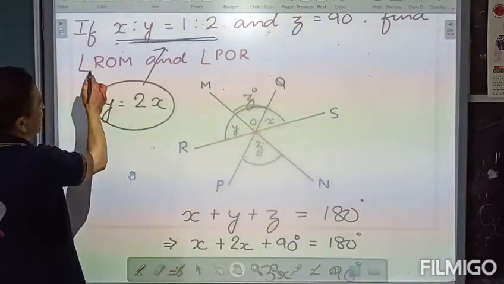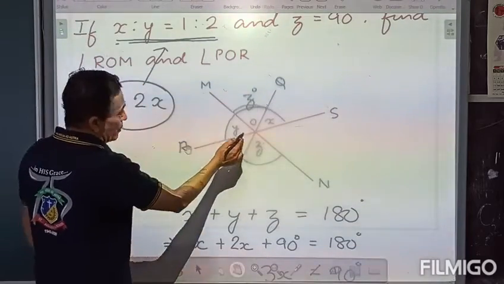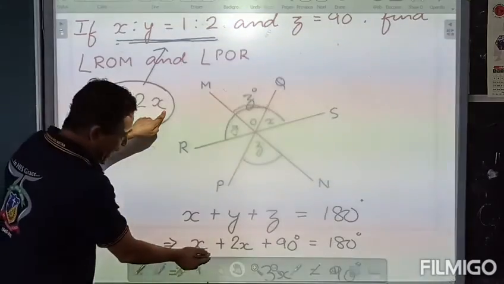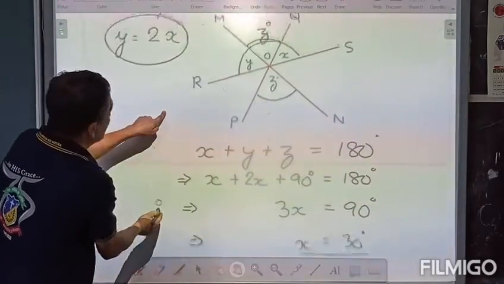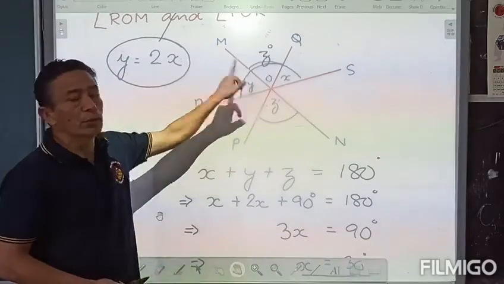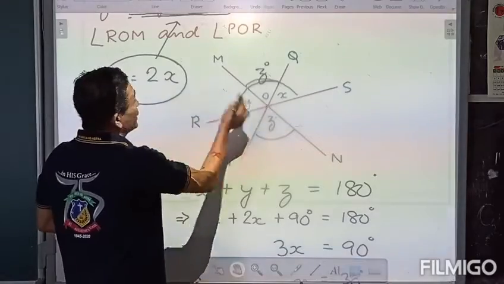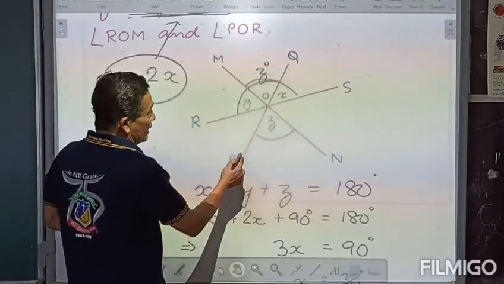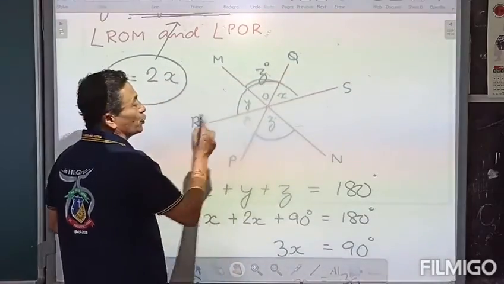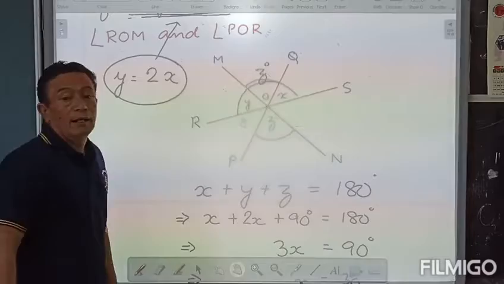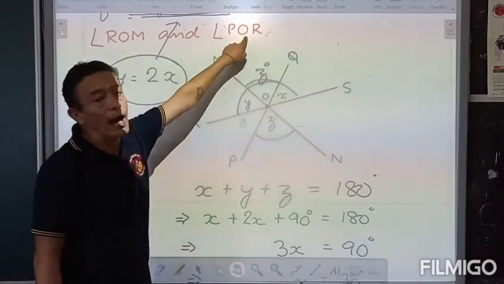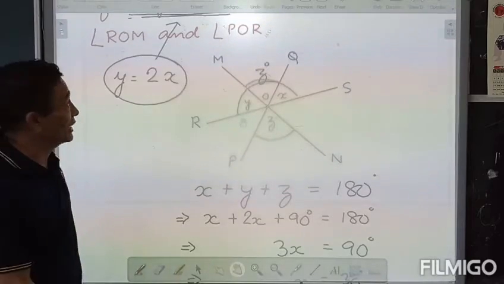They are asking us, what is angle ROM? ROM. That is Y, and Y is 2X. We got the value of X to be 30, which means 2X will be equal to 60. So I can say angle ROM will be equal to 60 degrees. And angle POR, which is vertically opposite to X. So I can consider this angle to be X, and X I have already found the answer as 30 degrees. So the first answer ROM is 60 degrees, angle POR will be 30 degrees. I have done that in your exercise book.